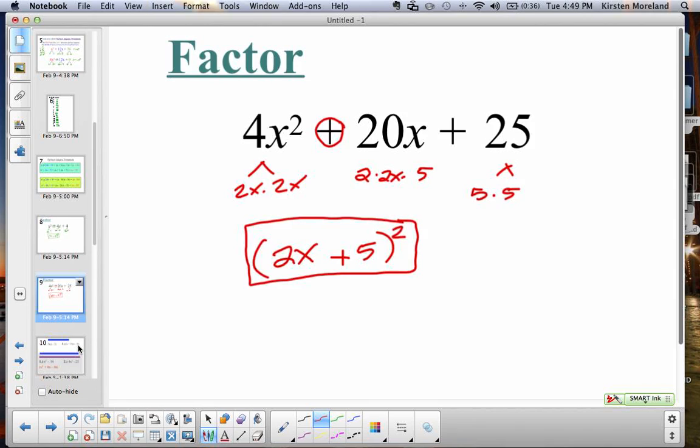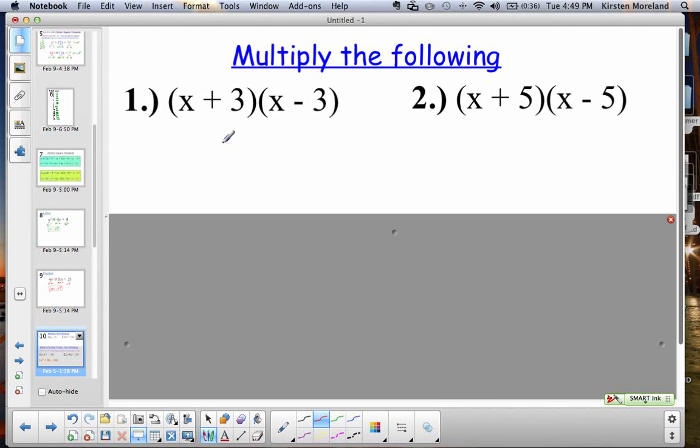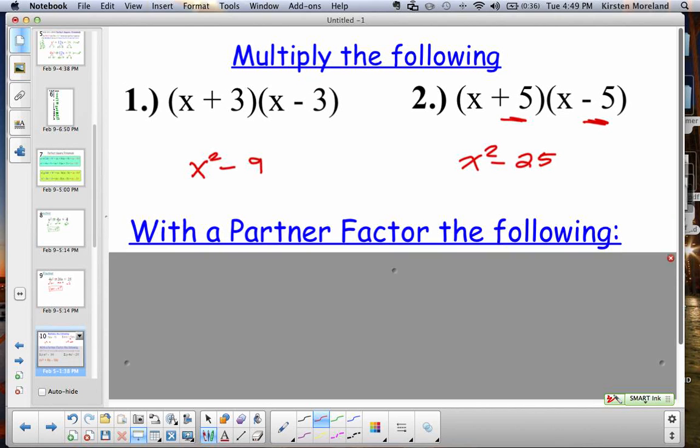Now we're going to move on to a difference of 2 squares, which I tend to find easier because you don't have to deal with that 2 times the middle term. So quickly multiply these out. I'm just going to give you the answer. It's x squared minus 9. That's what that looks like multiplied out. And this is x squared minus 25. Notice that since you have opposite signs here, your middle term cancels.